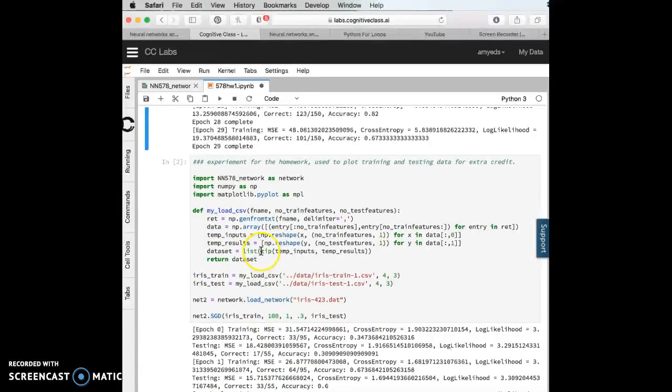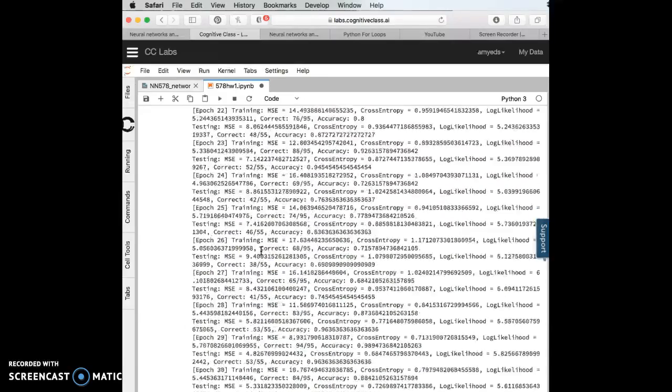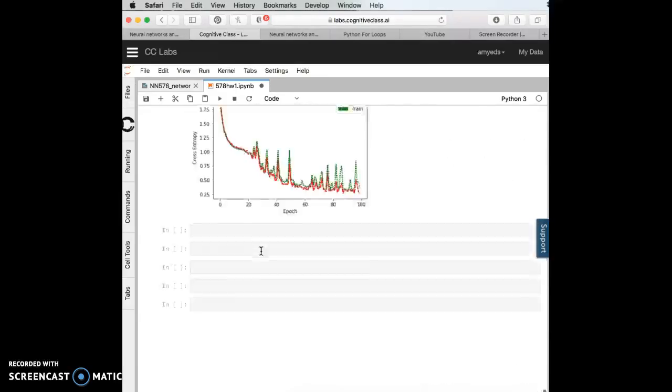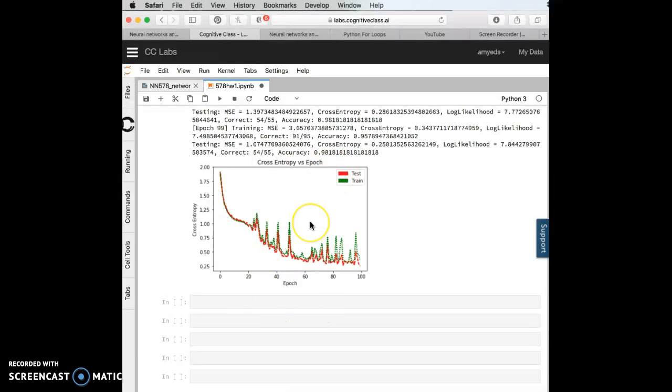And then this last code snippet is what I used in order to make plots for the extra credit. At the end here, you see the cross entropy versus the epoch. Cross entropy decreases relatively steadily over time, but for the training data, it still has a much higher cross entropy than for the testing data.